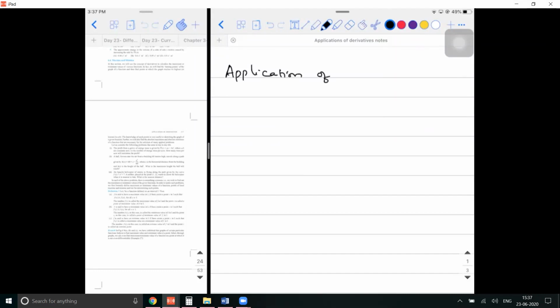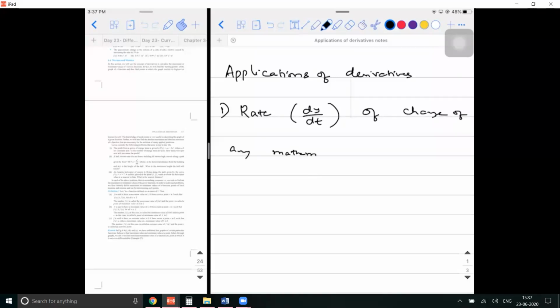First one is rate. It is used to find the rate. So for rate, what do you do? You calculate everything with respect to time. So dy by dt is what we do. It is actually the rate of change of any quantity. It can be a mathematical quantity, physical quantity, or something related to chemistry, anything. And here I'm taking it as a mathematical quantity, or I will call it some quantity itself. Right? Second, what is the second application that you have got?